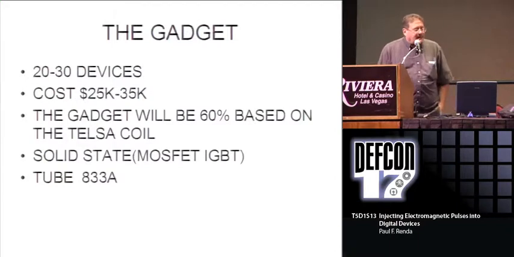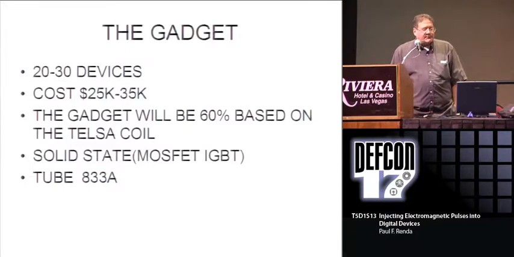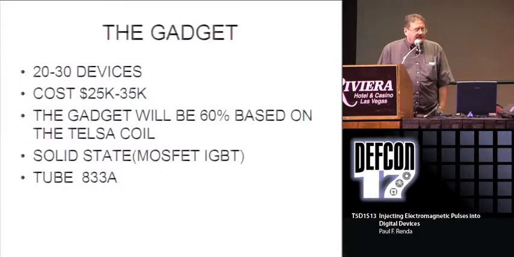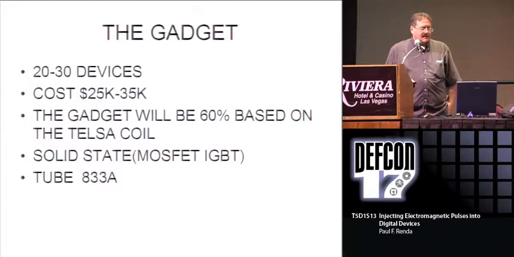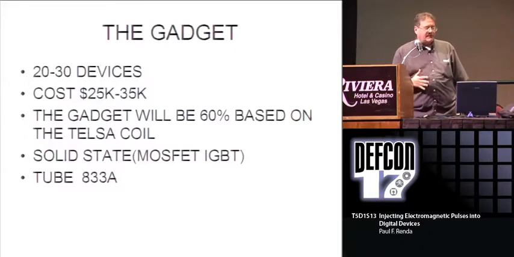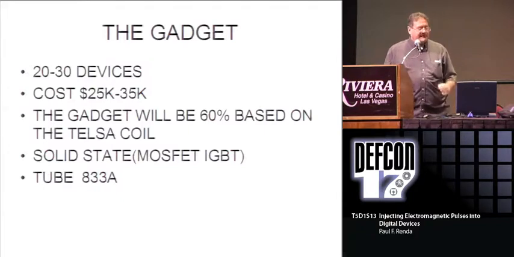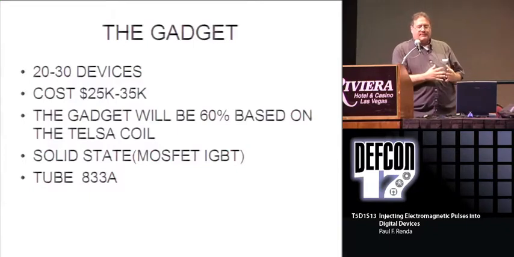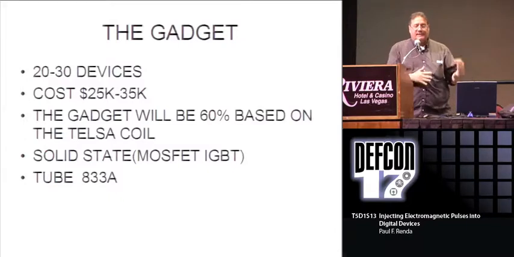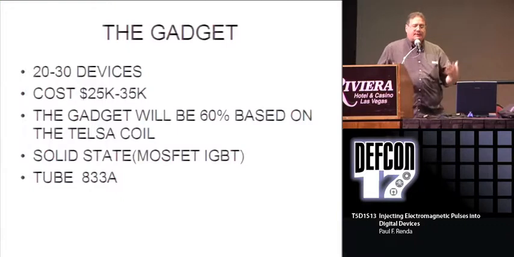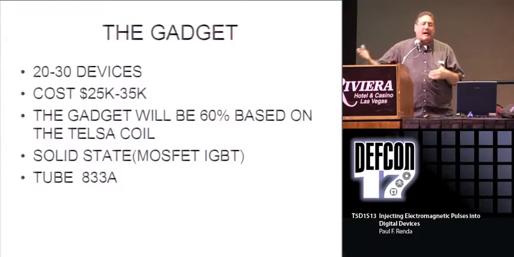The gadget, I think you could bring the grid down with about 20 to 30 different gadgets. Probably cost between $25,000 and $35,000. About 60% of it would be based on a Tesla coil. You can create it using solid-state devices, MOSFET, IGBT. You can also create it using tubes. The 833A vacuum tube is a big monster tube. The positive thing about using a tube is that tubes and electromechanical devices are immune to pulses. In other words, you could run it and it won't destroy anything. If you create it using solid-state devices, eventually they'll die. Eventually you'll have enough power reflected back from the grid into it, and it will destroy it.